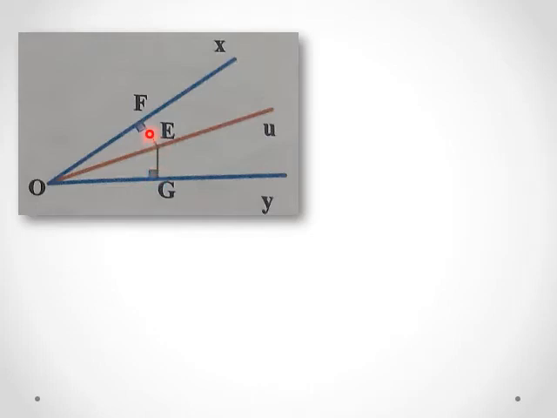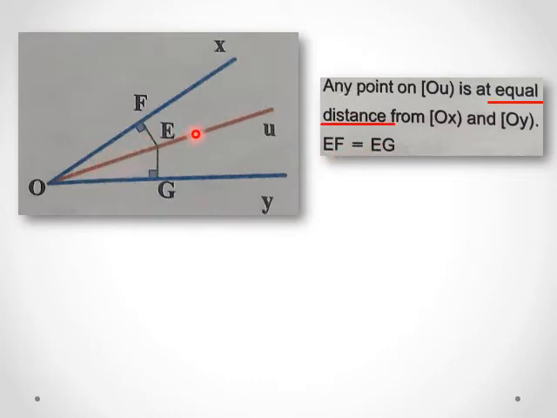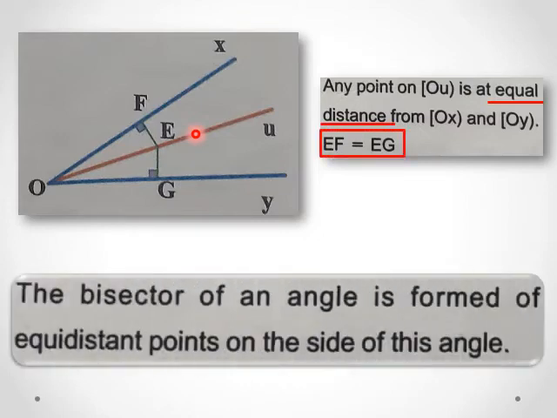Then I can say that EF equals EG. Any point on OU is at equal distance from OX and OY. That's why I say EF equals EG. In other words, OU is the axis of symmetry. The bisector of an angle is formed of equidistant points on the sides of this angle.